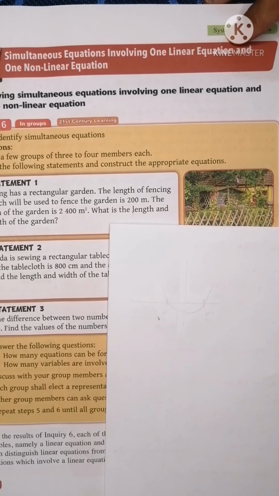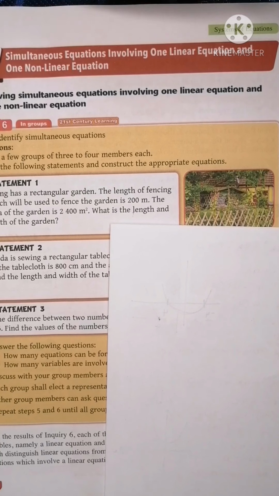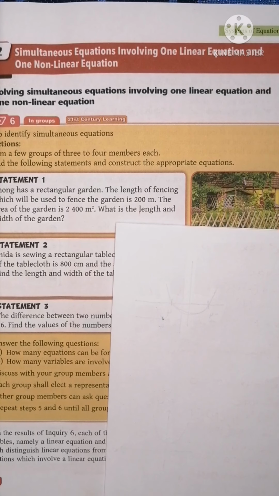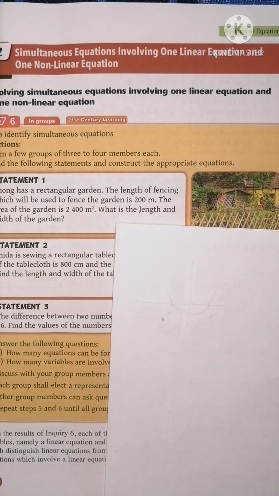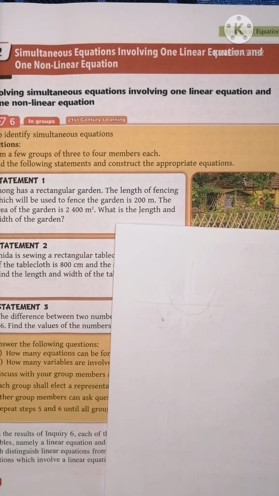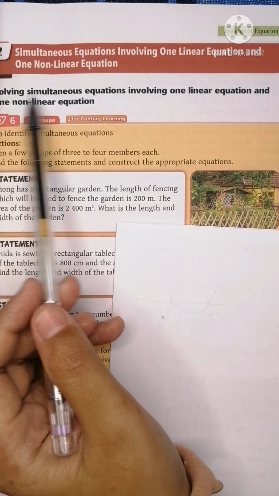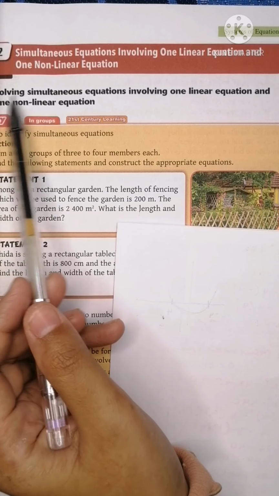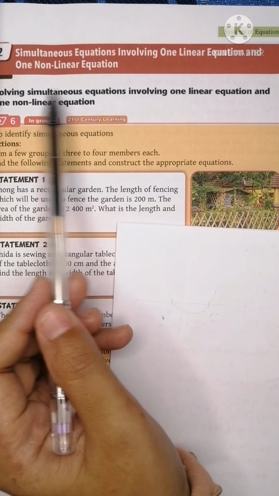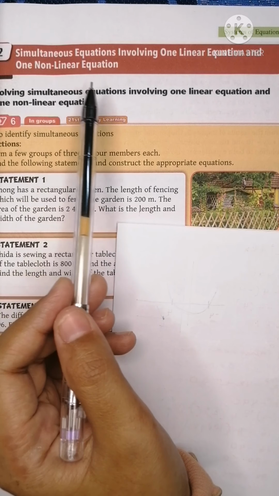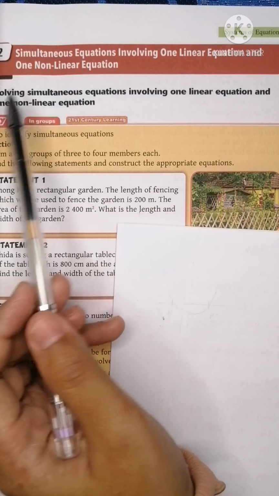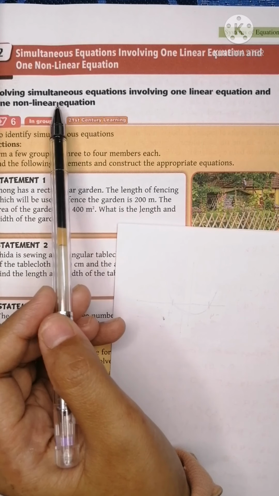For today's video I will continue subtopic 3.2, which is simultaneous equations involving one linear equation and one non-linear equation. We are still in chapter 3, which is titled systems of equations. Our first learning objective for this subtopic is that you need to solve simultaneous equations involving one linear equation and one non-linear equation.